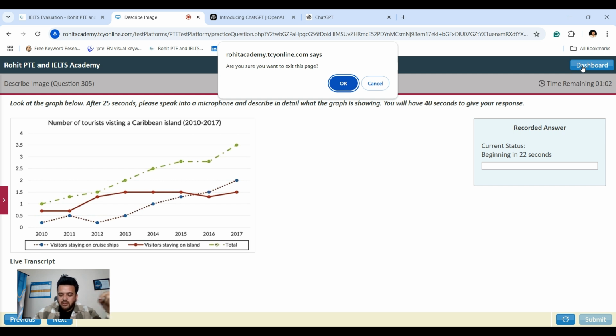With this, if it is bar, if it is a line, just select the word accordingly. So within this line graph, I can identify elements like, so now you can select the words visitors staying on cruise ship and visitors staying on island. Additionally, it also displays in total numbers. It includes numerous values which start from 0% and reach up to 4%. And they have also added lowest trend and additional trend.